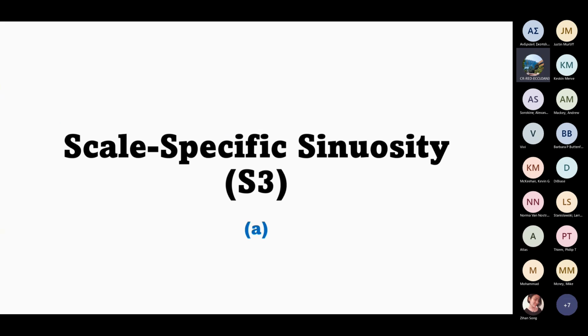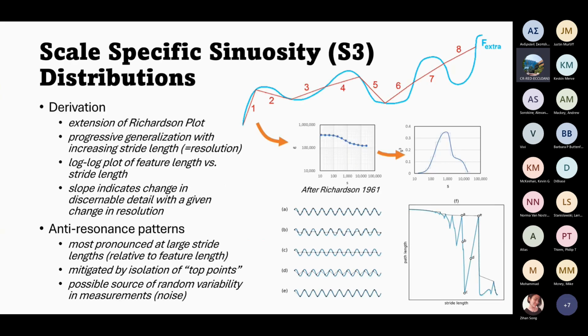I first need to define the concept of scale-specific sinuosity. We have presented on scale-specific sinuosity at a couple conferences, and we've also just submitted a manuscript to a journal. So I'm not going to spend time on the technical details of how it's derived. For those of you who are familiar with the Richardson plot, it is a direct extension of the Richardson plot. What we're doing is capturing the degree to which observable detail decreases as the resolution of your measurement instrument decreases.